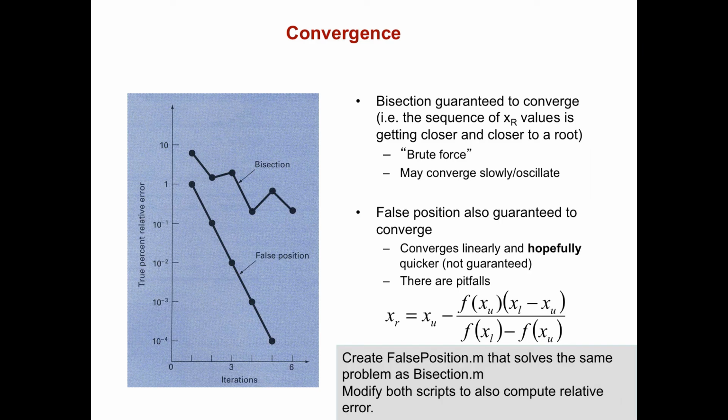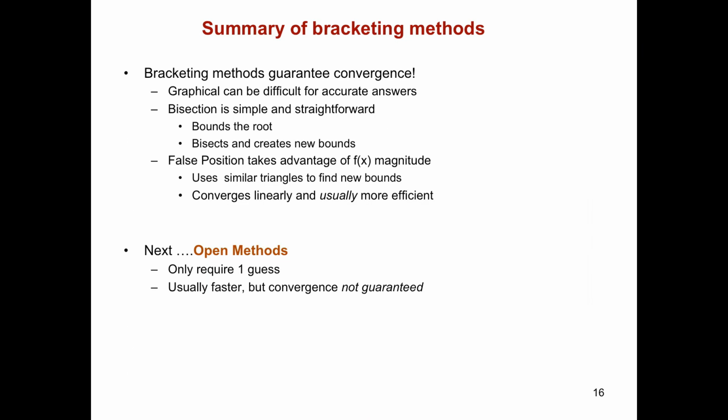Take your bisection.m and simply modify it to do this problem. Let's start from the same thing, and we can work with the parachute problem. And also compute relative error in both cases, so we will actually compare both of these. Most of the code you already have.